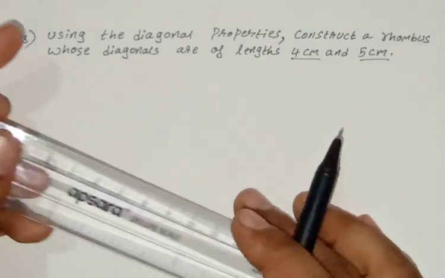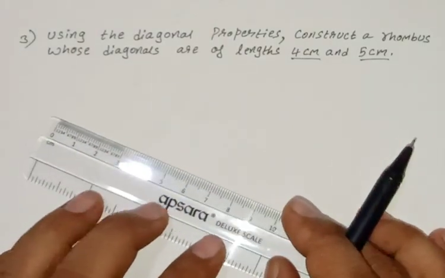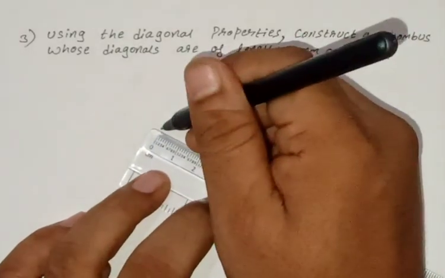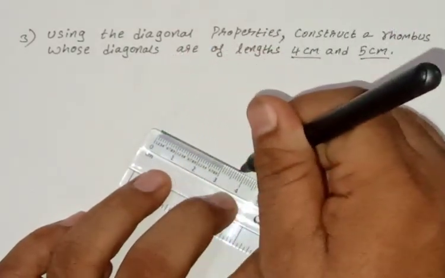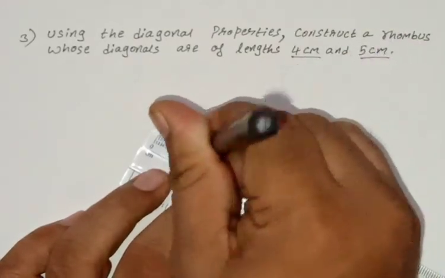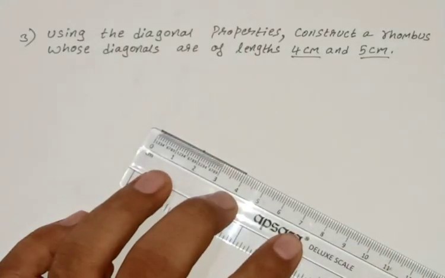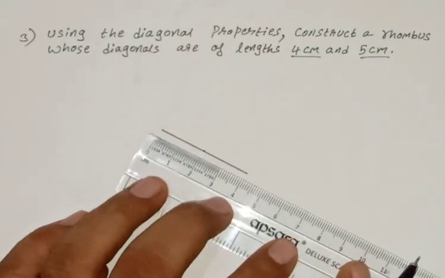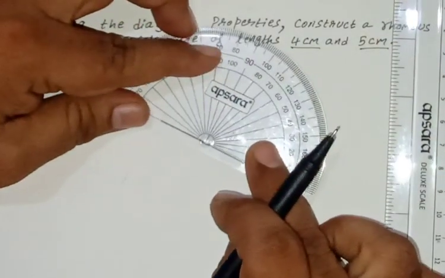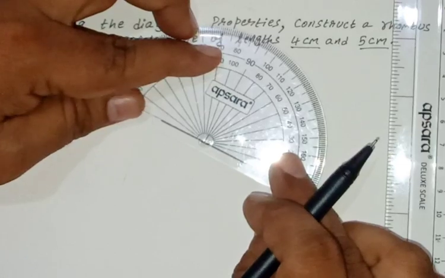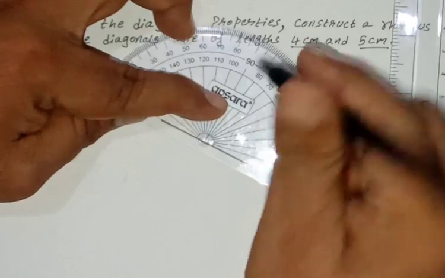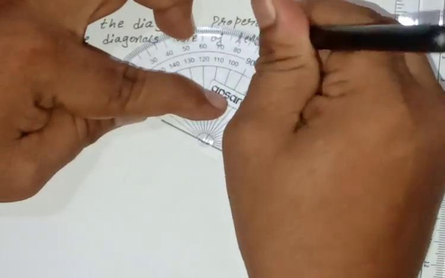So let us first start with the 4 centimeter. I will take a 4 centimeter line here, and for half of the 4, I will put the midpoint here, that is 2 centimeter. Now by using this protractor, keep it at the midpoint of that 4 centimeter line and mark 90 degree. So 90 degree will be here.